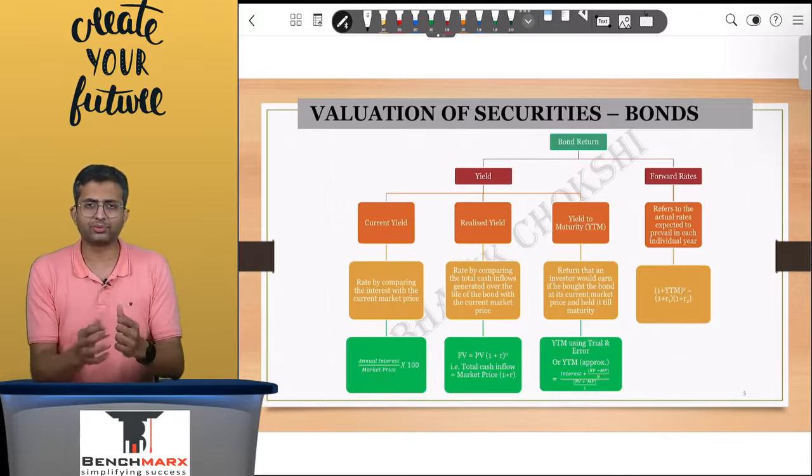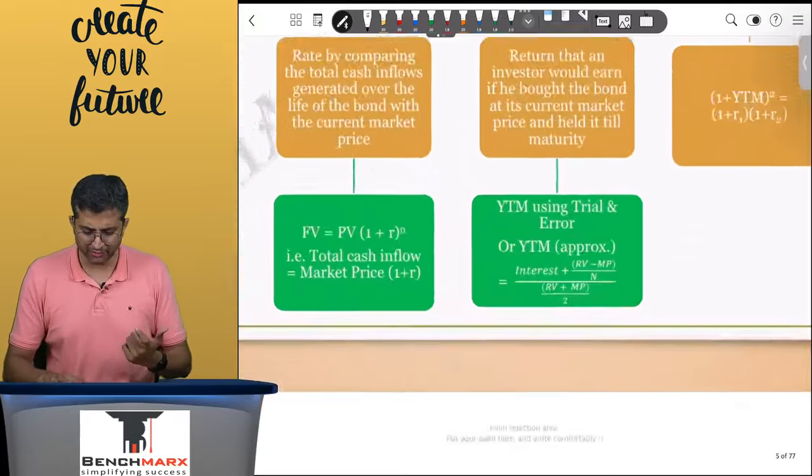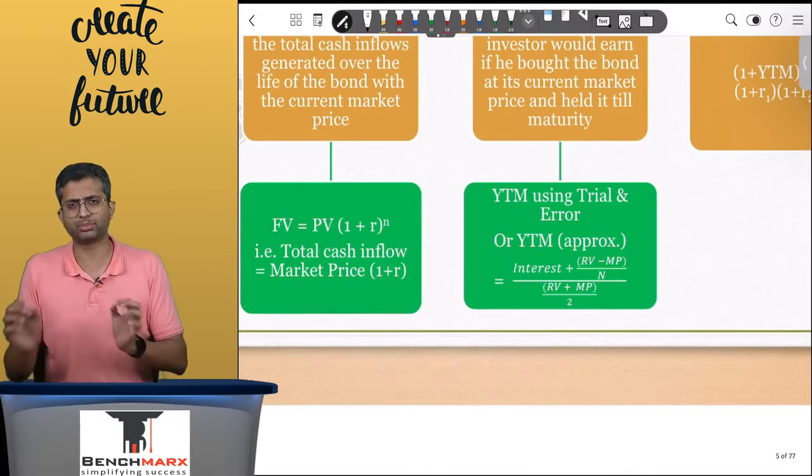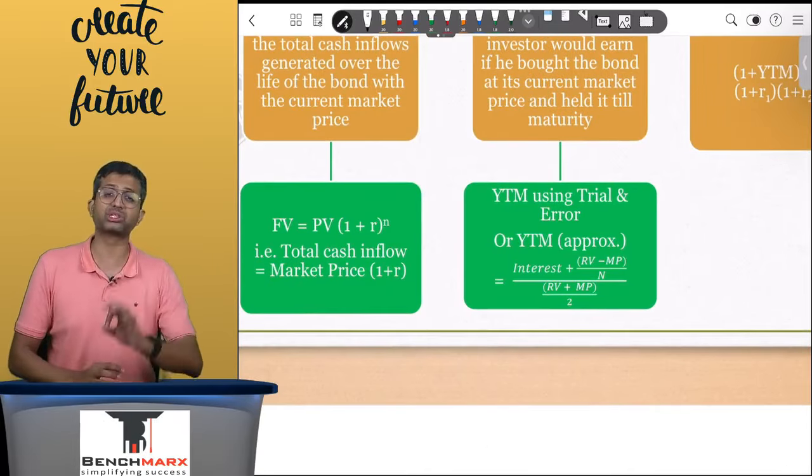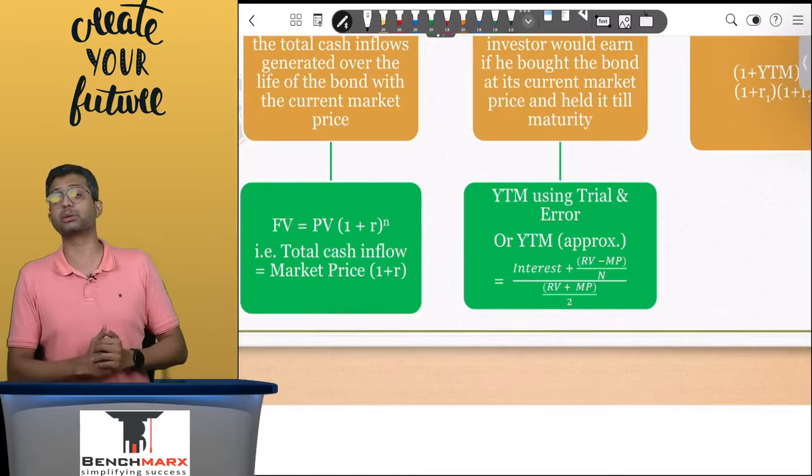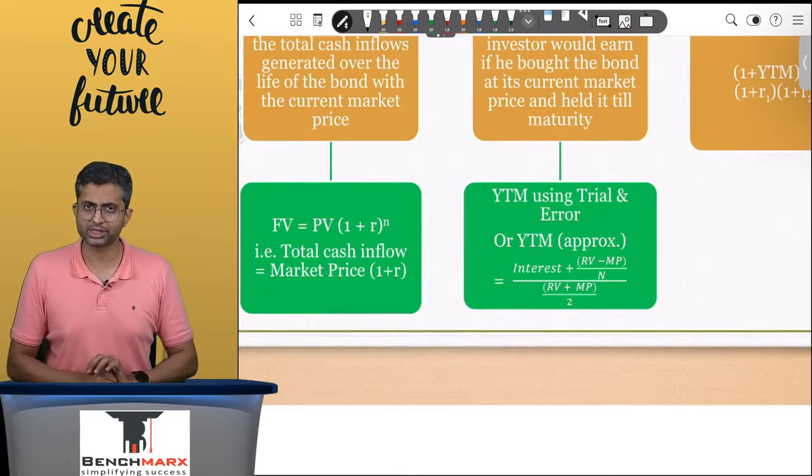If you are running out of time, you can do it approximately as well, where you take the interest plus the capital appreciation per annum on an average divided by the average price, which will give you an approximate price, which is a good starting point for doing the trial and error workings.